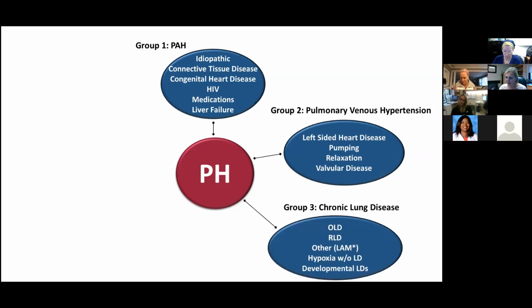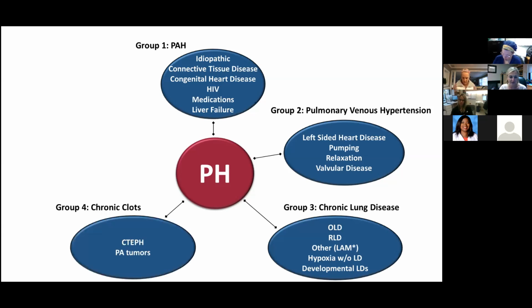Group 3 pulmonary hypertension is chronic lung disease. So these are your patients with COPD. We see a lot of interstitial lung disease in IHVI. You guys probably see them as well. So these are the sort of the big 2 categories. Group 4 is what we're going to talk about, chronic clots. In addition to CTEPH, pulmonary artery tumors like sarcomas also fall into that category.